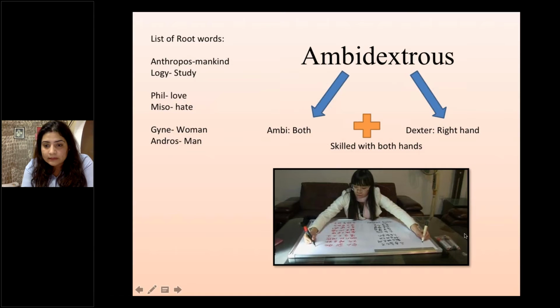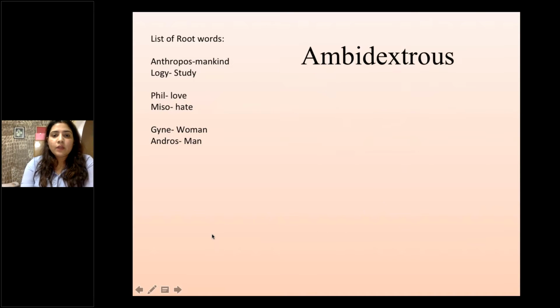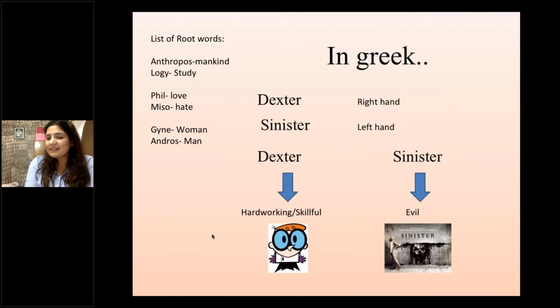Angad says, ma'am, I was disconnected for 3-4 minutes. No worry, Angad, I have just explained what exactly the usage of ambidextrous is. If it's still a doubt, tell me, I'll explain that again. Angad says, before ambidextrous, I think 2-3 words. No, Angad, you must have missed out on these words only. Dexter is right hand, sinister is left hand.